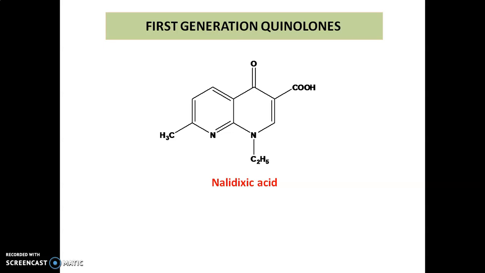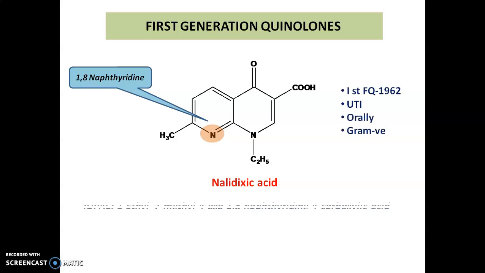The first generation fluoroquinolone example is nalidixic acid. This nalidixic acid contains 1,8-naphthyridine ring. That means there is a presence of nitrogen atom at 1 and 8th position. They were the first fluoroquinolones which were introduced in 1962. Basically, they are used for treatment of urinary tract infection. They are active orally and they are active against gram-negative bacteria.